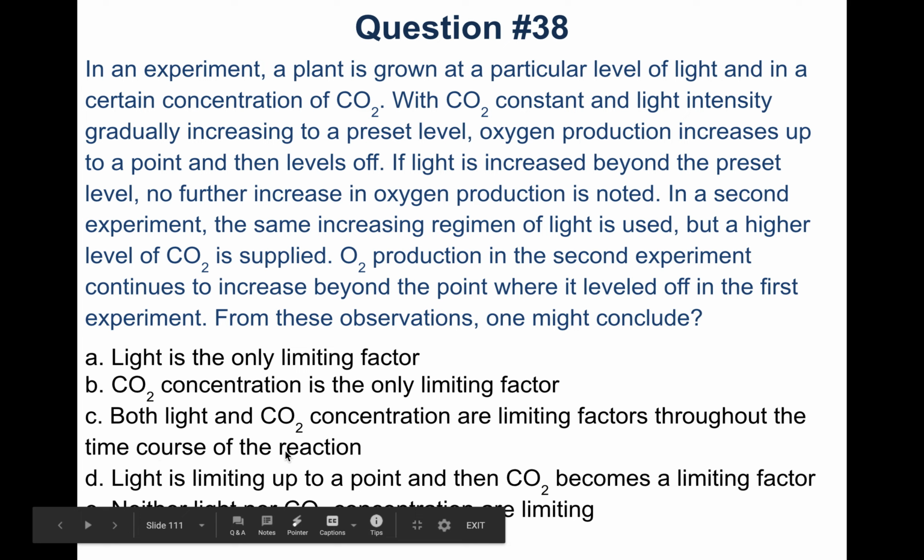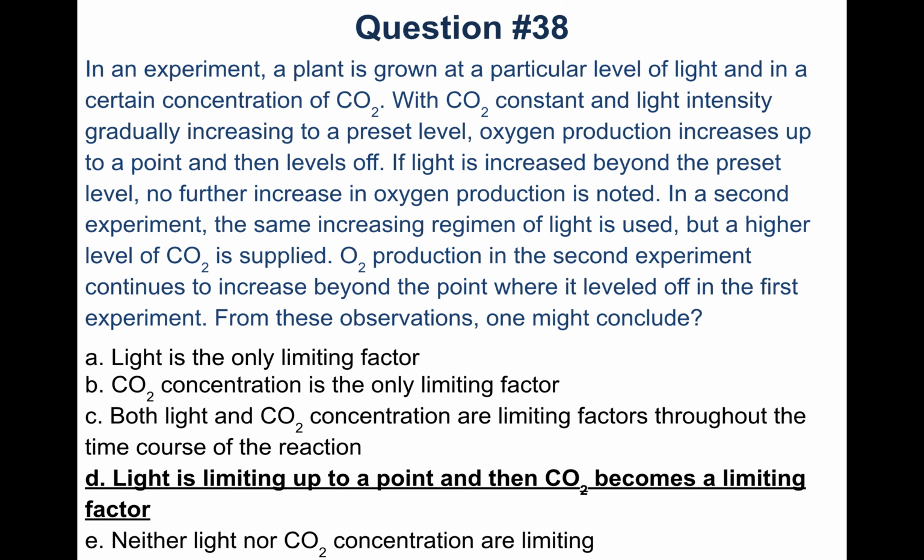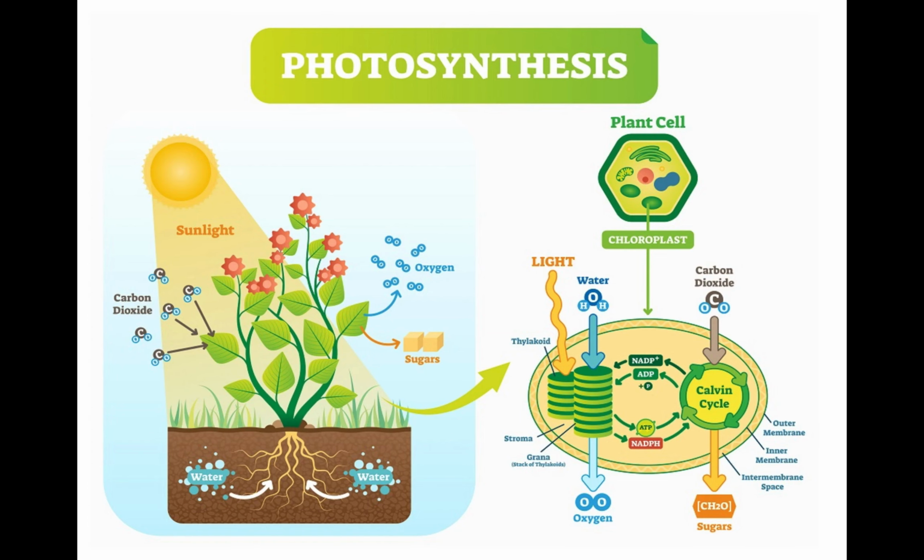So it wouldn't really be throughout the time course. It would really be more like light is limiting up to a certain point, and then CO2 becomes the limiting factor. Because the oxygen production is increasing for both of them as the light increases, but then there's a cutoff point. And then you can either level off if you have a low CO2 level, or you can go even higher if you have a higher CO2 level. So light is limiting up to a certain point, and then CO2 becomes a limiting factor.